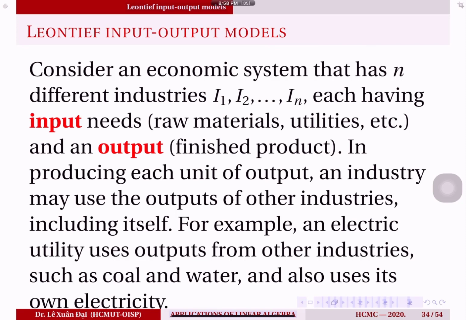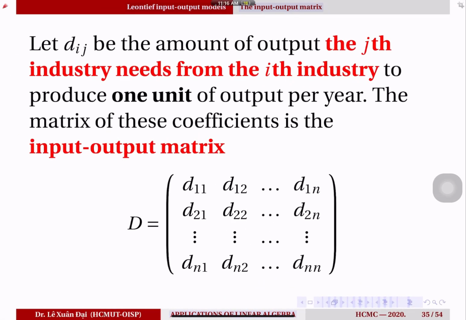So now, let's consider an economic system that has n different industries, I1, I2, and so on, each having input needs, namely raw materials, utilities, etc., and an output, which is a finished product. In producing each unit of output, an industry may use the outputs of other industries, including itself. For example, an electric utility uses outputs from other industries, such as coal and water, and also uses its own electricity. Now let d_ij be the amount of output the j-th industry needs from the i-th industry to produce 1 unit of output per year.